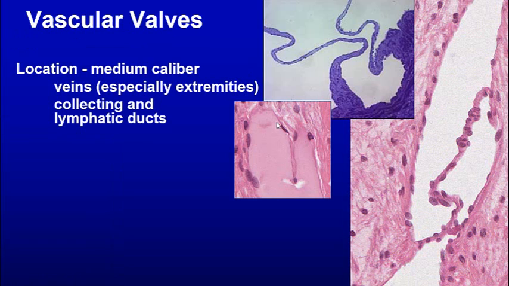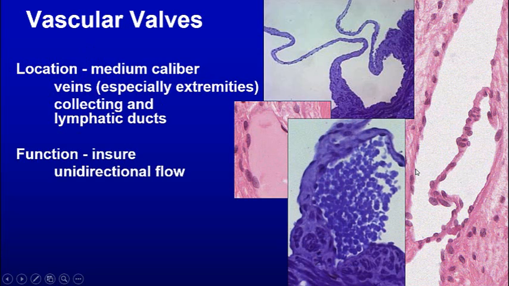Another interesting thing about blood vessels is valves, and you have those in medium-caliber veins, especially in the extremities, and also the collecting and lymphatic ducts. And this is a lymphatic duct here. You see the endothelial cells lining it like those of the endothelial cells that line the blood vessels. The purpose of the valves is to ensure unidirectional flow.